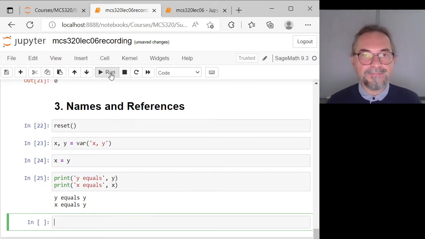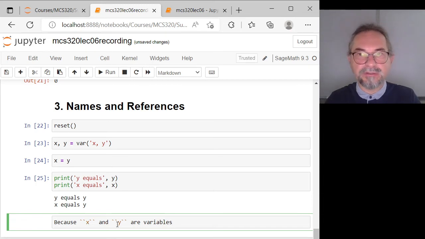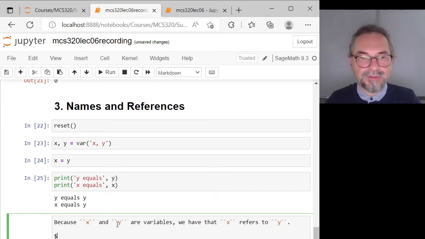You see that y equals y and x equals y. So what do we have after this assignment? Let me document this: because x and y are variables, they're not assigned, they're truly still variables. We have that x refers to y, and using the LaTeX notation, I can express this with the long right arrow.